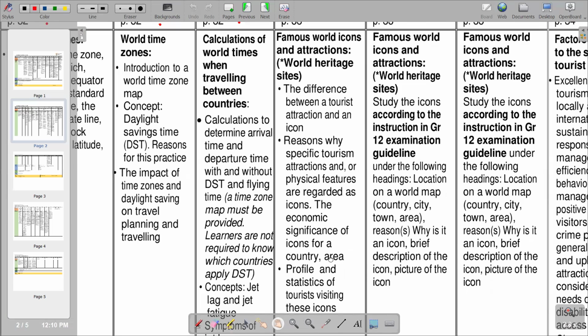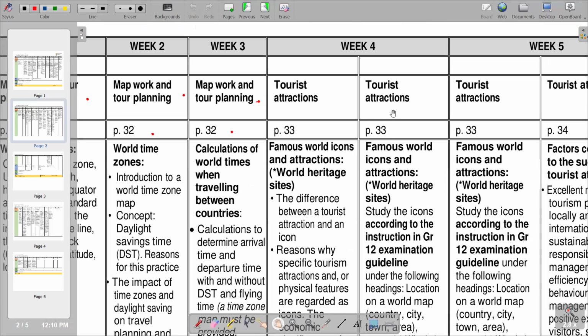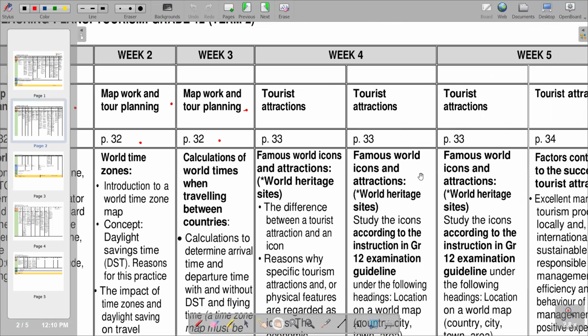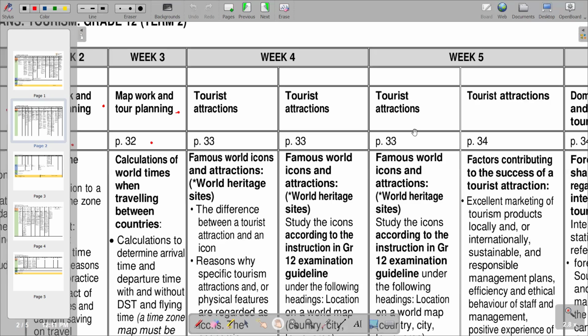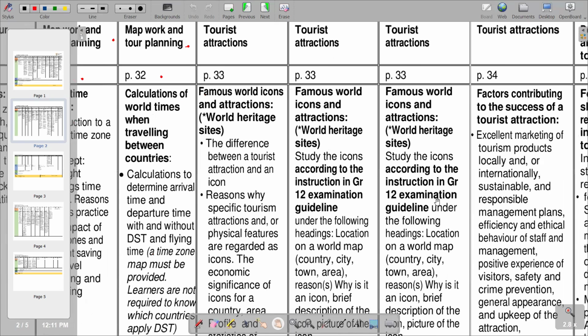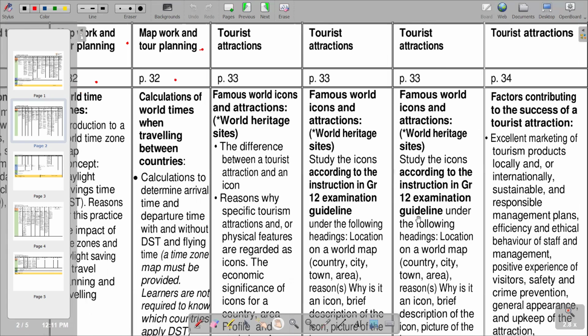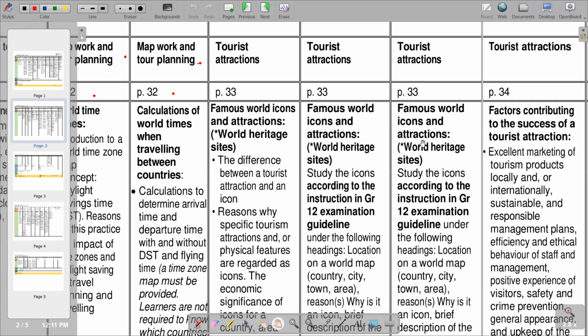We see that in week four, we also look at the other part of tourist attraction, whereby we are looking at famous world icons and attractions and world heritage sites. And then moving on to week 5, we have also tourist attractions subdivided into 2 parts, whereby we are looking at famous world icons and attractions and factors contributing to the success of a tourist attraction.